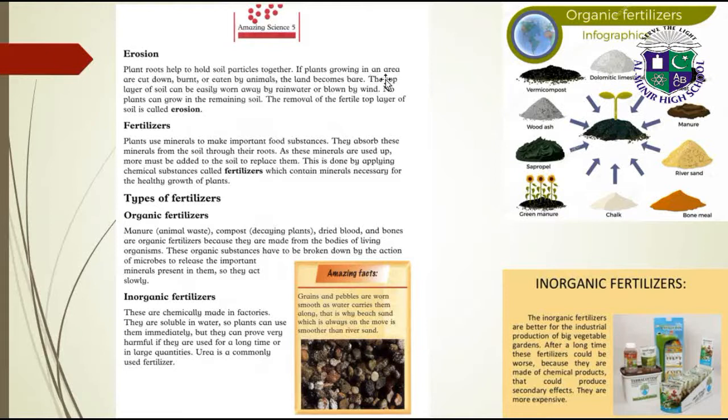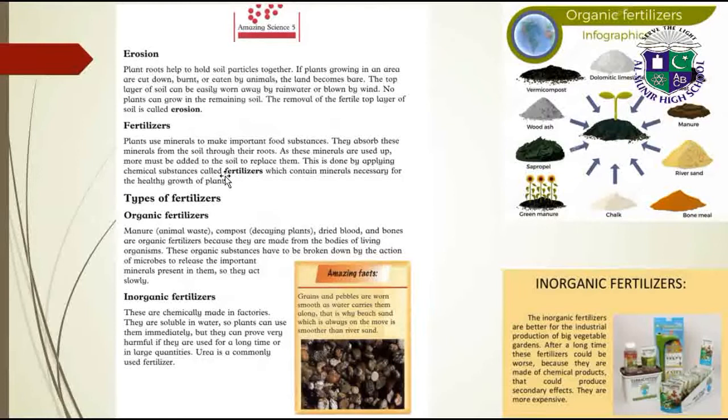Plant roots help to hold soil particles together. If plants growing in an area are cut down, burnt or eaten by animals, the land becomes bare. The top layer of soil can be easily worn away by rainwater or blown by wind.